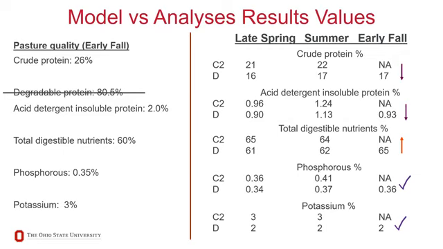So for these two parameters, it seems that the model is doing well regardless of the season. There's some variation, but overall, the model seems to expect that we have higher quality than we actually are having in the field. That's kind of the overall conclusion.